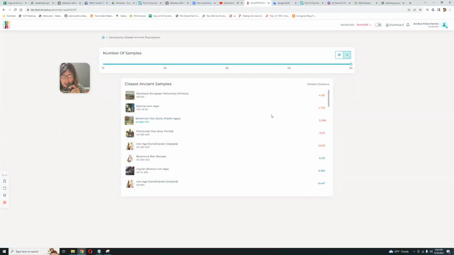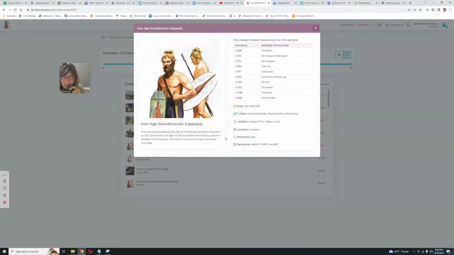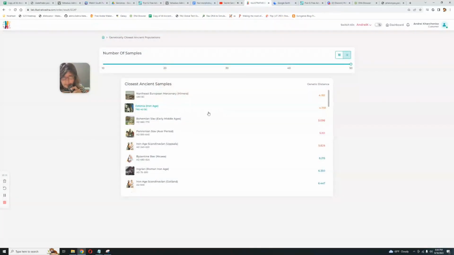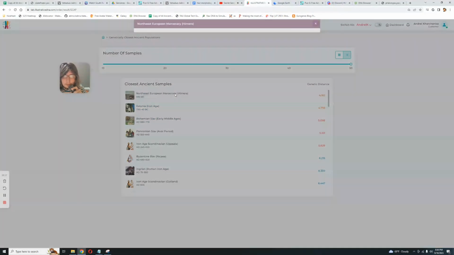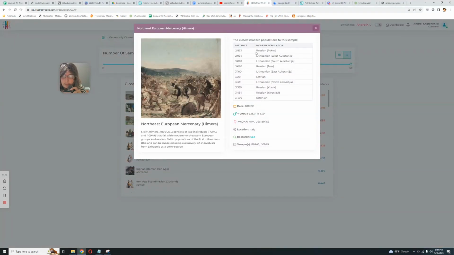Very interesting stuff. So there's also Scandinavian. There's this similarity between Slavic people and Scandinavians. There is actually a lot of similarity between our people groups, right? And Northeast European mercenary, that's most similar to Russians from Pskov, followed by Lithuanians, Russians Tver, Latvians, Kursk.